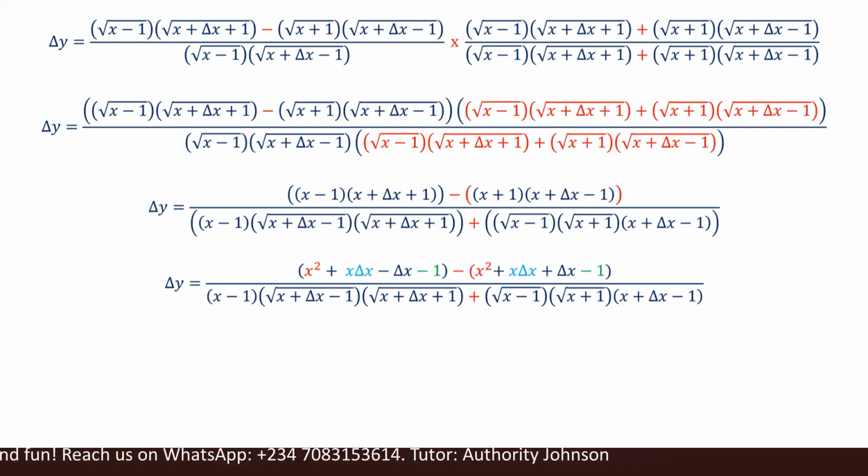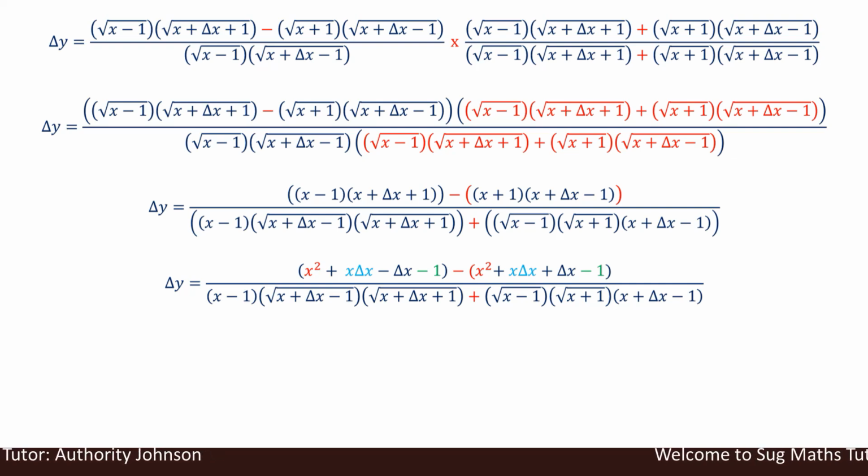Now, look carefully in these two brackets. If you look at it carefully, we're going to have plus x minus x in the first bracket, which is going to cancel out and give you 0. And then in the second bracket, we're going to have minus x plus x. The same thing is going to give us 0. So when we simplify, we're going to have change in y is equal to, in the numerator, x squared plus x change in x minus change in x minus 1 minus second bracket x squared plus x change in x plus change in x minus 1.